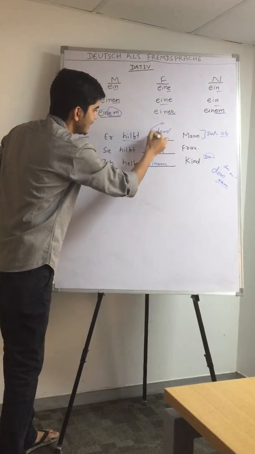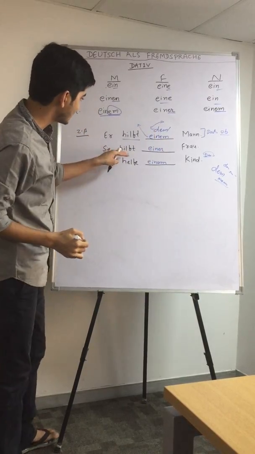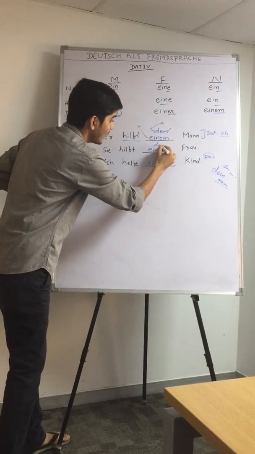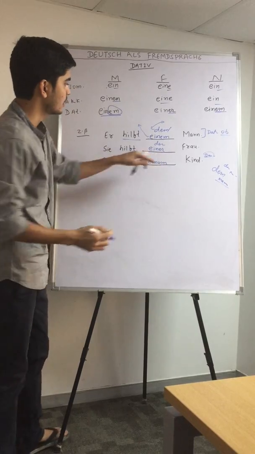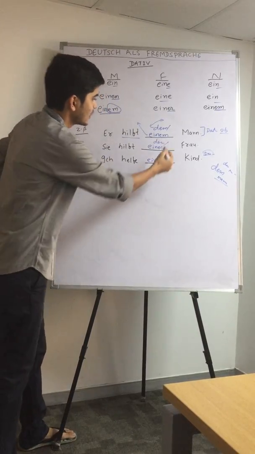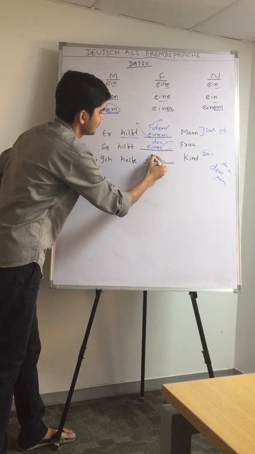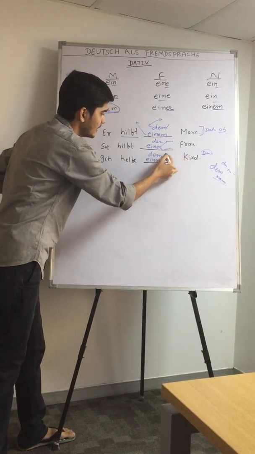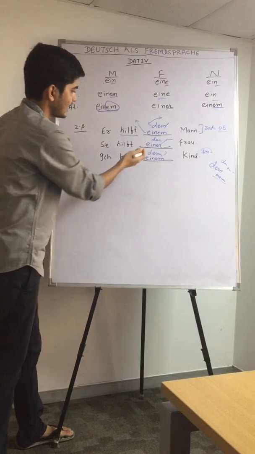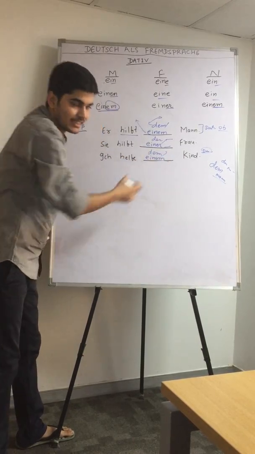So ich helfe and hilft dem Mann oder einem Mann. This one is definite article, this one is indefinite article. Sie hilft der Frau oder sie hilft einer Frau. This one is definite, this one is indefinite article. Ich helfe dem Kind, definite article; indefinite article, einem Kind. See later.